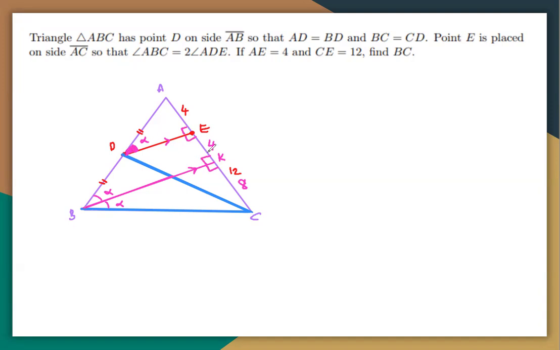So we have a lot of things going on, but at the same time, we are interested in finding BC, and DC and BC are equal, which we never used yet.